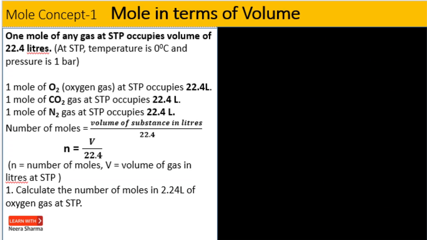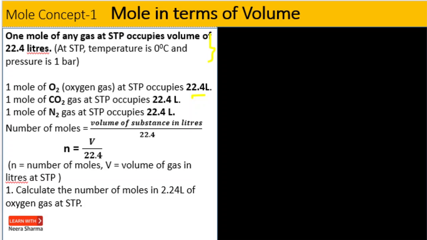Now in terms of volume also we can say what a mole is. 1 mole of any gas at STP occupies 22.4 liters of volume. What is STP? STP is 0 degree C and pressure is 1 bar. If we take 1 mole of oxygen, it occupies 22.4 liters. 1 mole of carbon dioxide at STP also occupies 22.4 liters. 1 mole of nitrogen gas at STP occupies 22.4 liters.